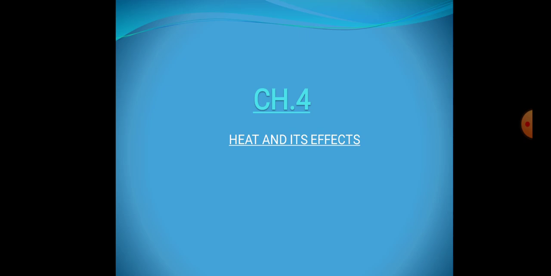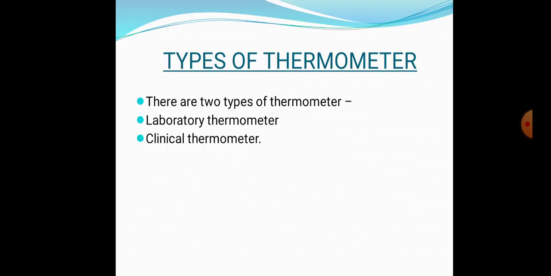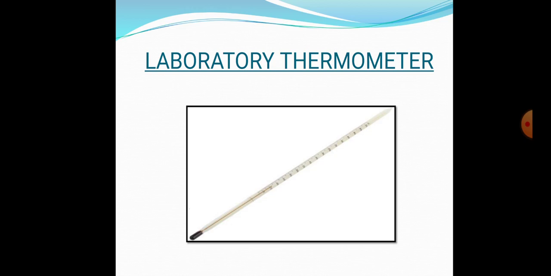Now, let's discuss the types of thermometer. There are two types of thermometer. The first one is the laboratory thermometer and the second one is the clinical thermometer. First, let's discuss the laboratory thermometer. You can also see the picture of a laboratory thermometer in this slide.